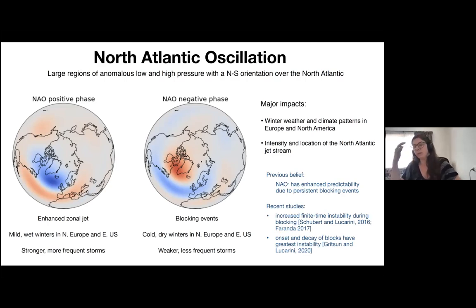The previous belief, I guess, is that the NAO minus has enhanced predictability, because of the NAO negative phase, because of these blocking events, and the idea that if you have a blocking event, then your weather is more predictable in that sense.